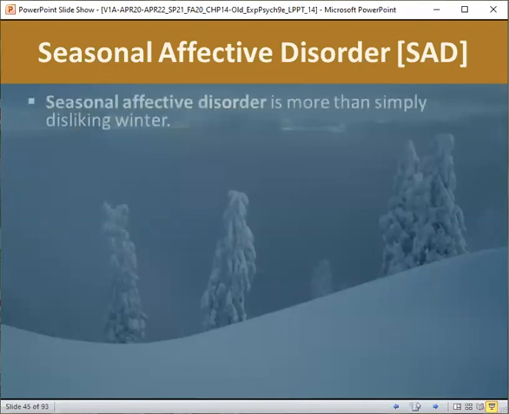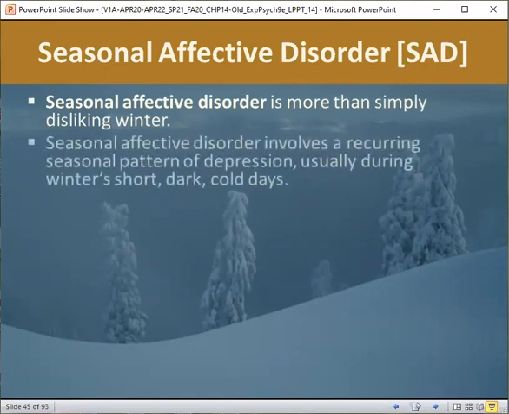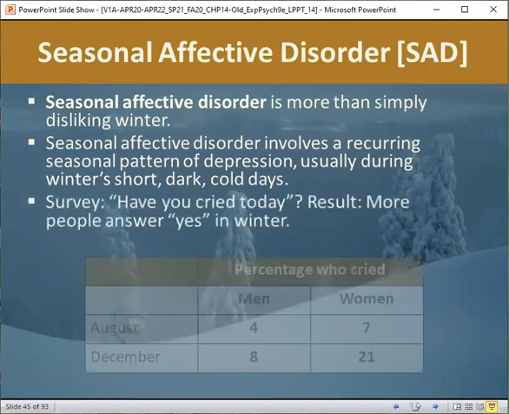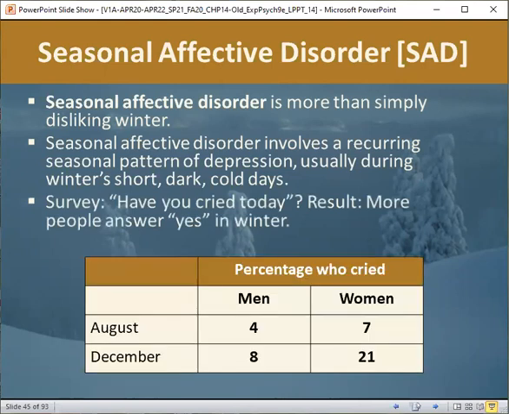disorder, or SAD. Seasonal affective disorder is more than simply disliking winter. It involves a recurring seasonal pattern of depression, usually during winter's short, dark, cold days. Most of you probably have some familiarity with this because you know how it is when the time changes and the weather's cold out there. One way to demonstrate how this has an impact on us is a simple survey: the have you cried today survey.